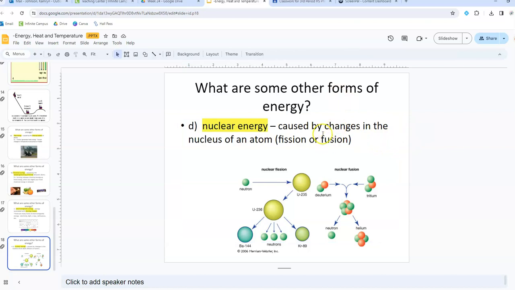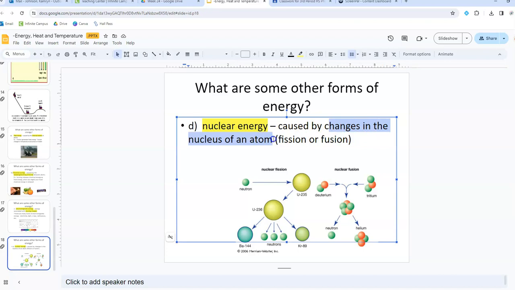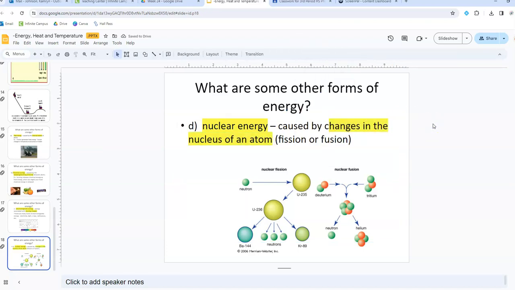So this is caused by changes in the nucleus of an atom. So some things with nuclear energy, and nuclear energy is stored, so it's potential. A nuclear power plant is a great example of this, because we know that there's nuclear energy there. It's storing up all that energy from those splitting nuclei to power our world.